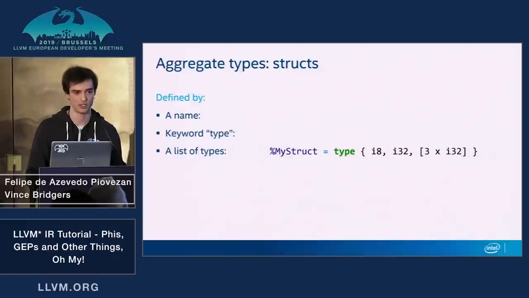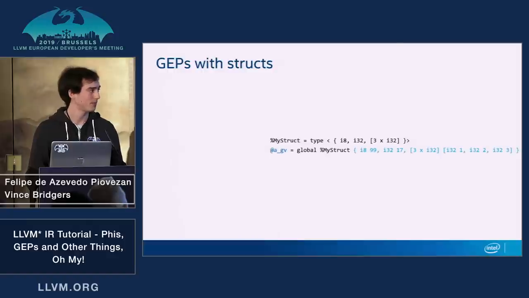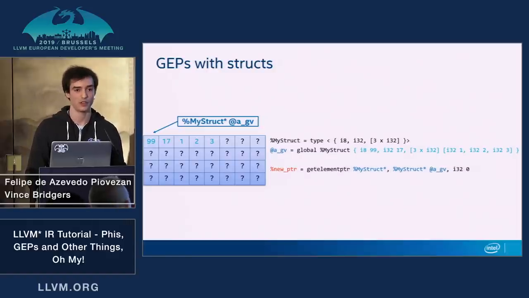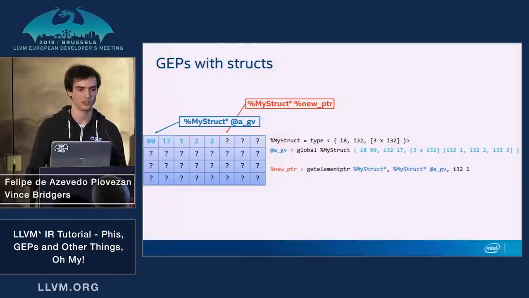Let's use a GEP to look inside this struct. So we have the same struct as before. We're going to initialize a global variable with some random initial values, and maybe our memory looks like this. So we have a pointer to the beginning of this memory chunk. If we write a get element pointer instruction with 0 as the first index, as we saw before, we're going to get a pointer of the same type into the same location as our global variable. And hopefully, by now, you're convinced that if we change that 0 to a 1, we're probably pointing to something out of bounds. Now, this is a legal instruction, but it's probably not what you meant to write.